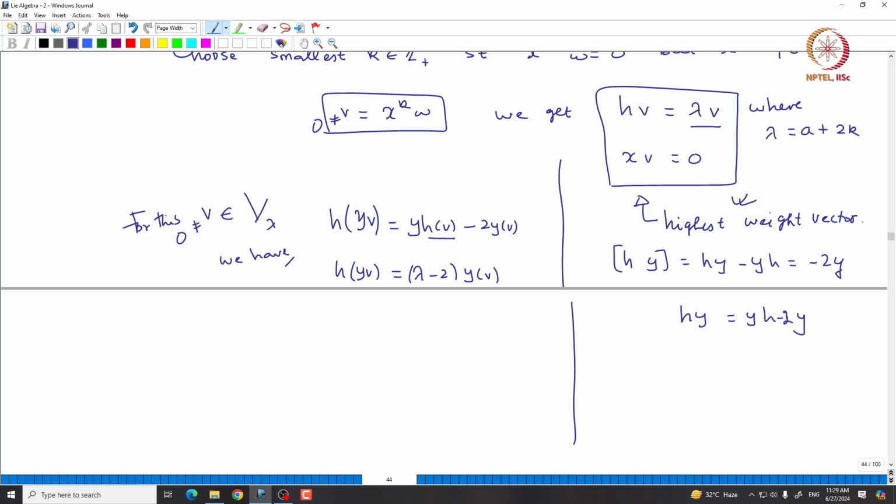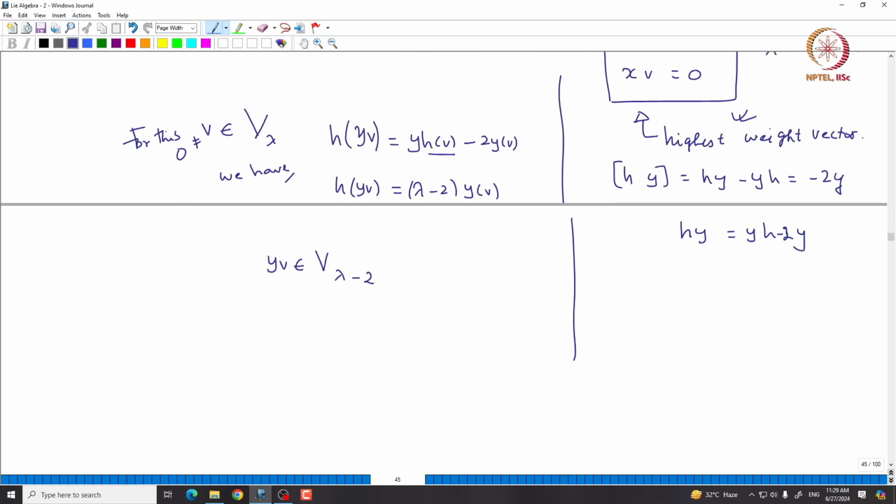Okay. So, it tells you that if I apply y to v, then it is actually going to lie inside V_{λ-2}. So again, one can apply various powers of y. You can see that y^s v is going to lie inside V_{λ-2s}. For various s, this λ-2s is going to be all distinct. So, that tells you that we can find a smallest s such that y^{s+1} v is 0.